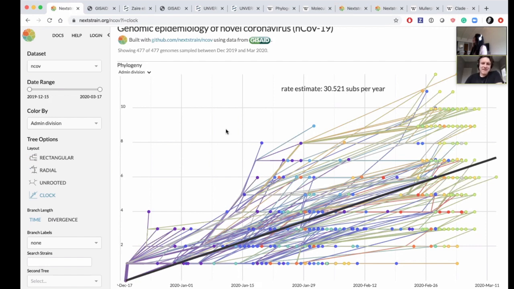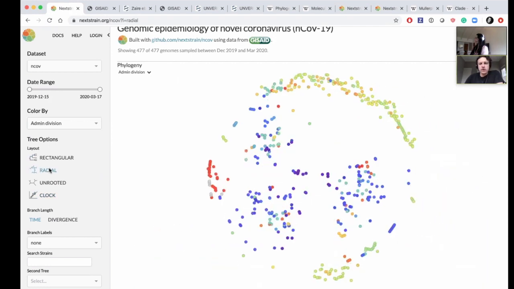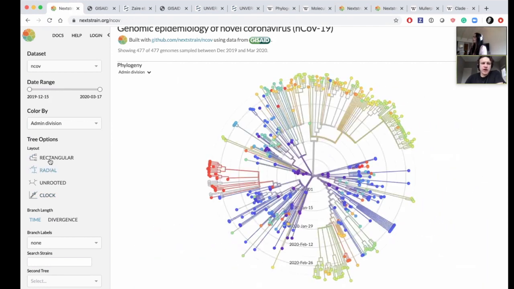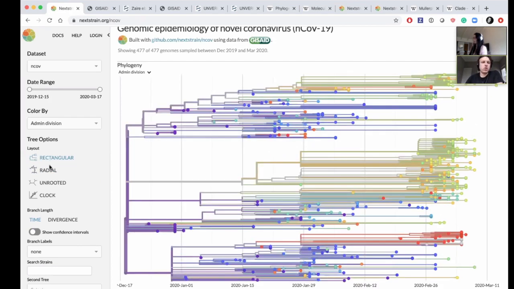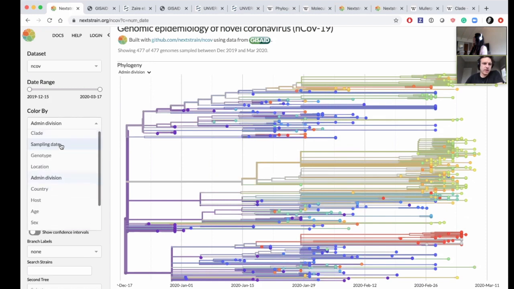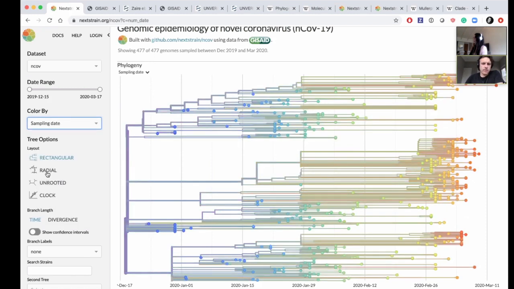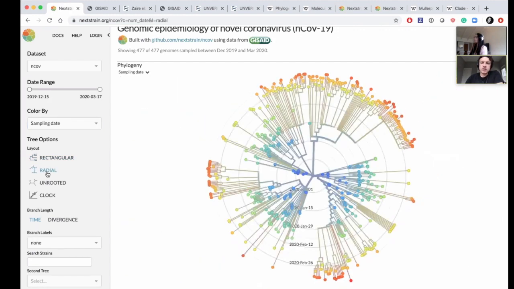And then the question was what the radial and unrooted layouts might be good for or used for. Sure. So let's go here, we'll stay on administrative division and we'll go to radial. The radial tree I think would best be compared to the rectangular tree. Here we'll simplify this by using time, sampling date. If we go from here, we can see that time goes left to right. In radial, time goes inside to outside, and the rings of the dates go inside to outside.